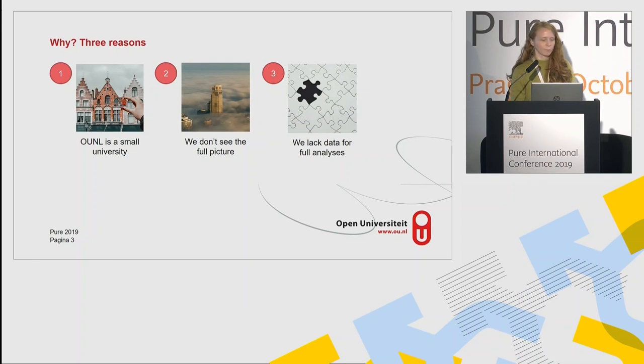Second reason is that we currently don't see the full picture of what's happening with our candidates. Because we are an open university, we do distance teaching, so all of our students follow online courses. There are opportunities to have physical contact, but it's few and far between. So most of our students, and this includes our PhD candidates, will combine their study with work, which means that they study part-time. And especially our external PhD candidates who don't have a formal working relationship with the OU are very difficult to monitor.